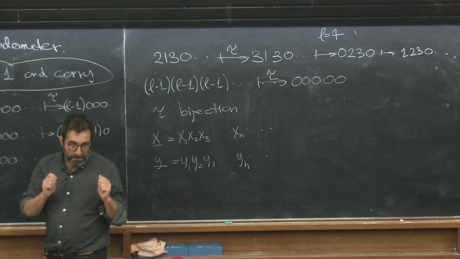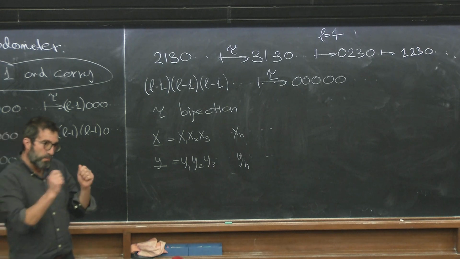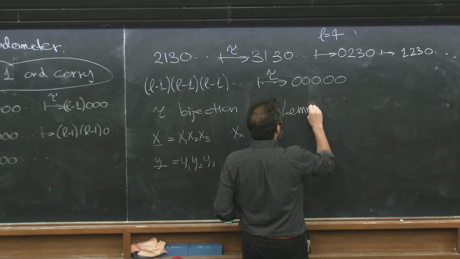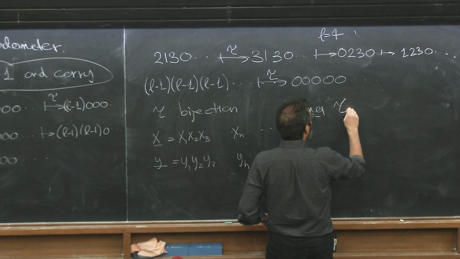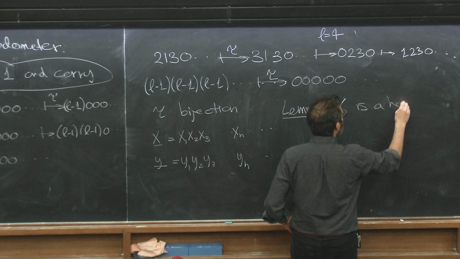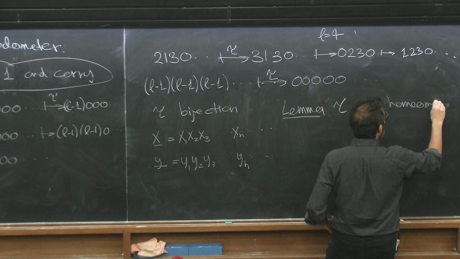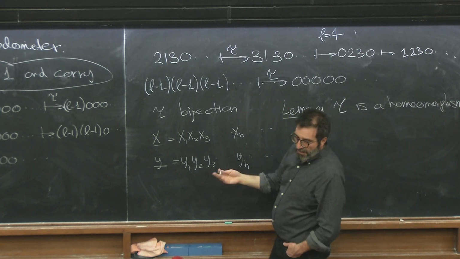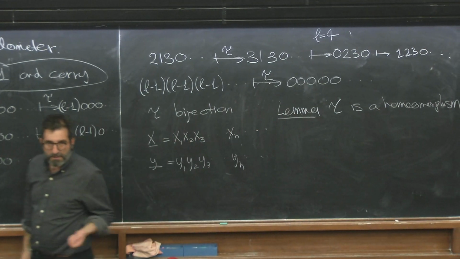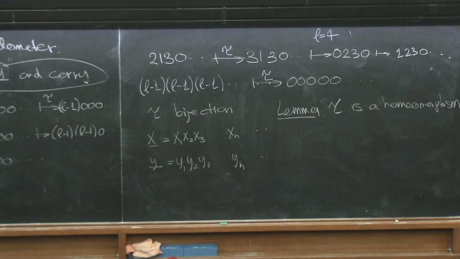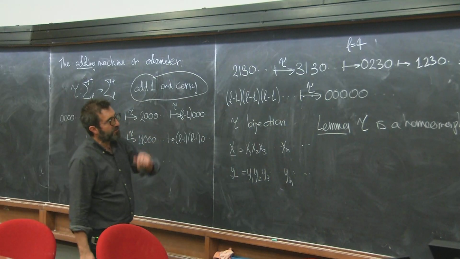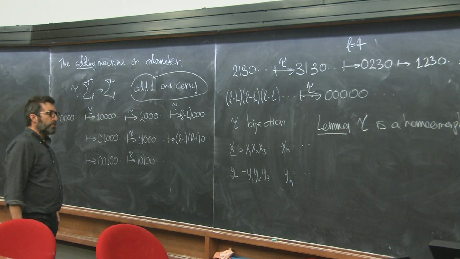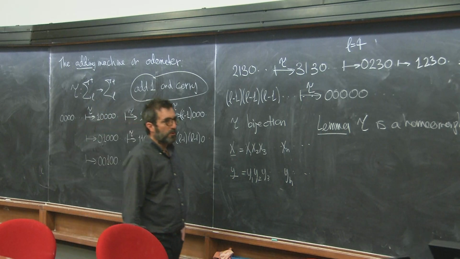I'm not giving a formal proof because I want you to do that in the exercises. But the lemma is in fact that tau is a homeomorphism. It's a bijection, it's continuous, and the inverse is continuous. It's very easy to check all of these properties directly from the metric and from the definition of the map. So it's a homeomorphism. So what is the dynamics? That's what we want to know.